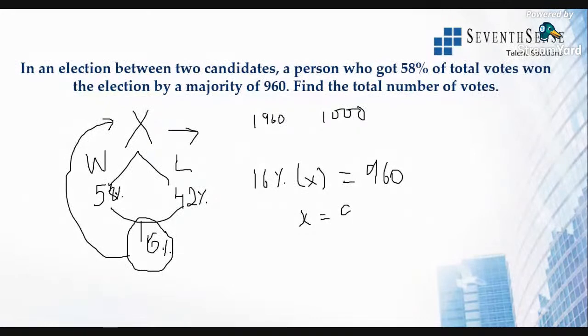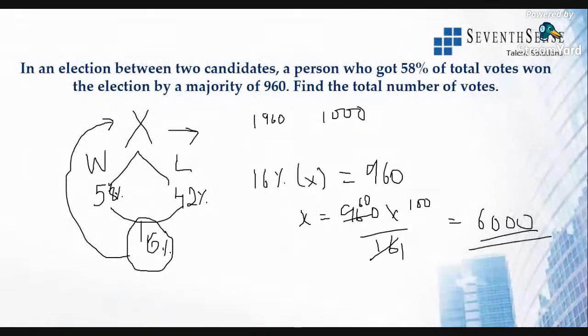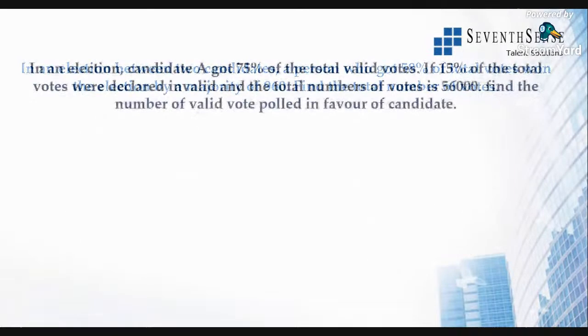So this will be 960 into 100 divided by 16. 16 into 6 is 96, so it becomes 60. So 60 into 100 is 6,000 votes. So the total number of votes is 6,000. Totally we have 6,000 votes. Clear? Hope you all understood. Go on to the next question.